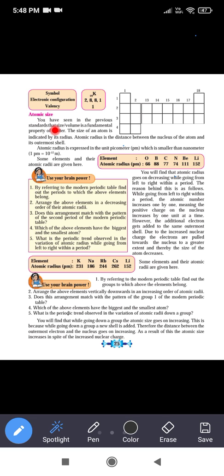You have seen in the previous standard that size or volume is a fundamental property of matter. The size of an atom is indicated by its radius. Atomic radius is the distance between the nucleus of an atom and its outermost shell.